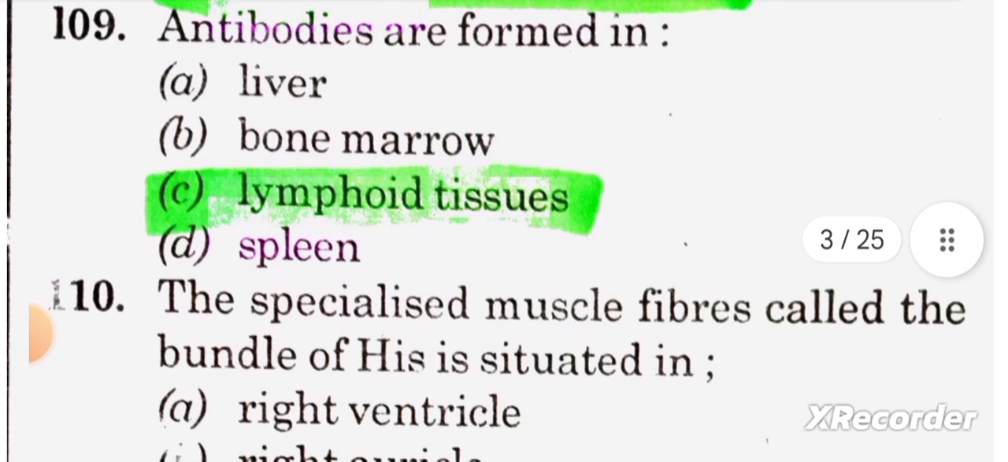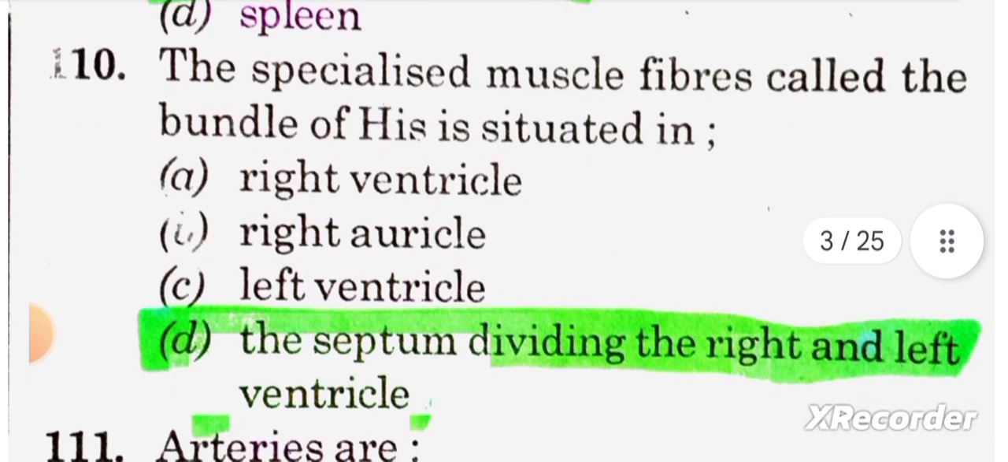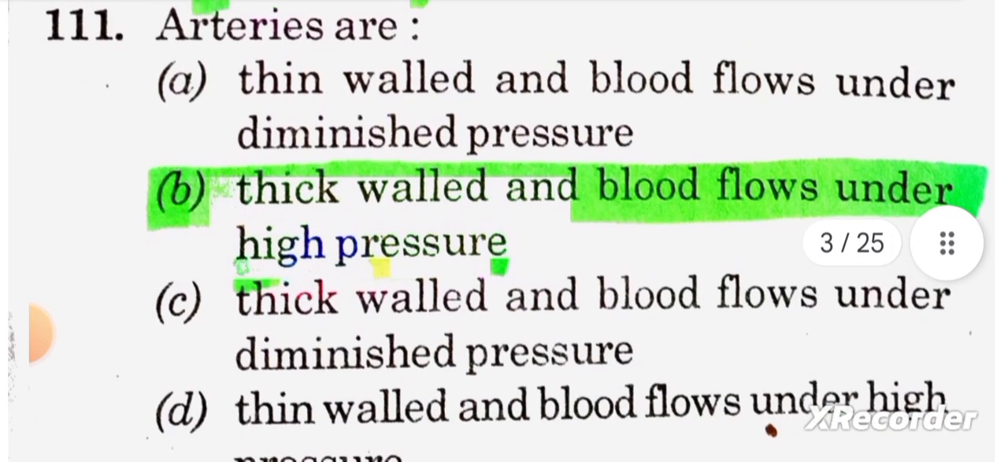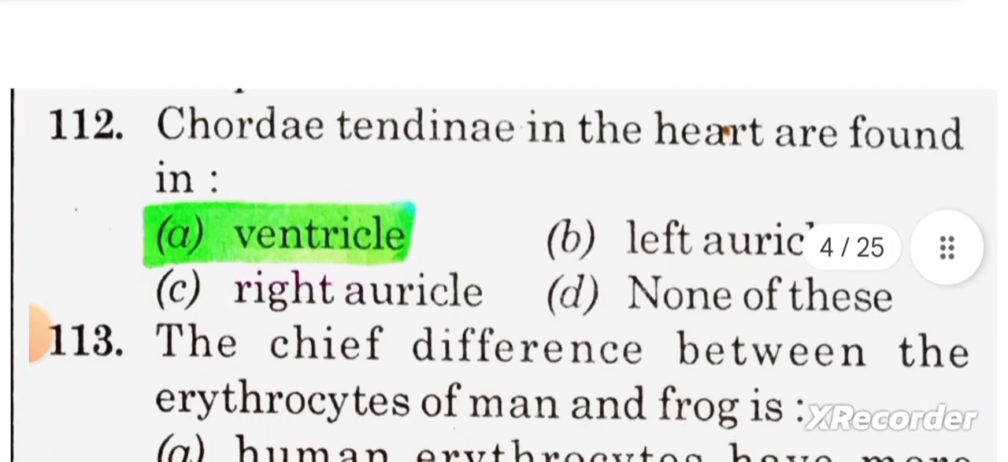109. Antibodies are found in answer C. Lymphoid tissues. 110. The specialized muscle fibers called the bundle of His is situated in answer D. The septum dividing the right and left ventricle. Next 111. Arteries are answer B, thicker, valved, and blood flows under high pressure. Next 112.